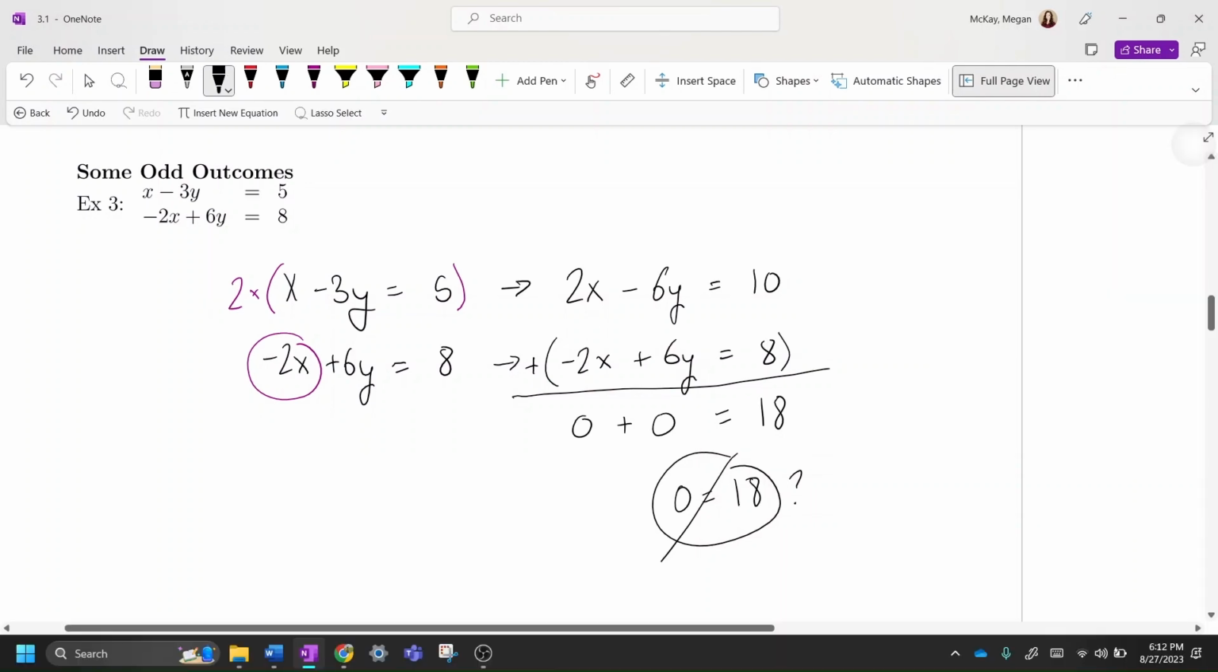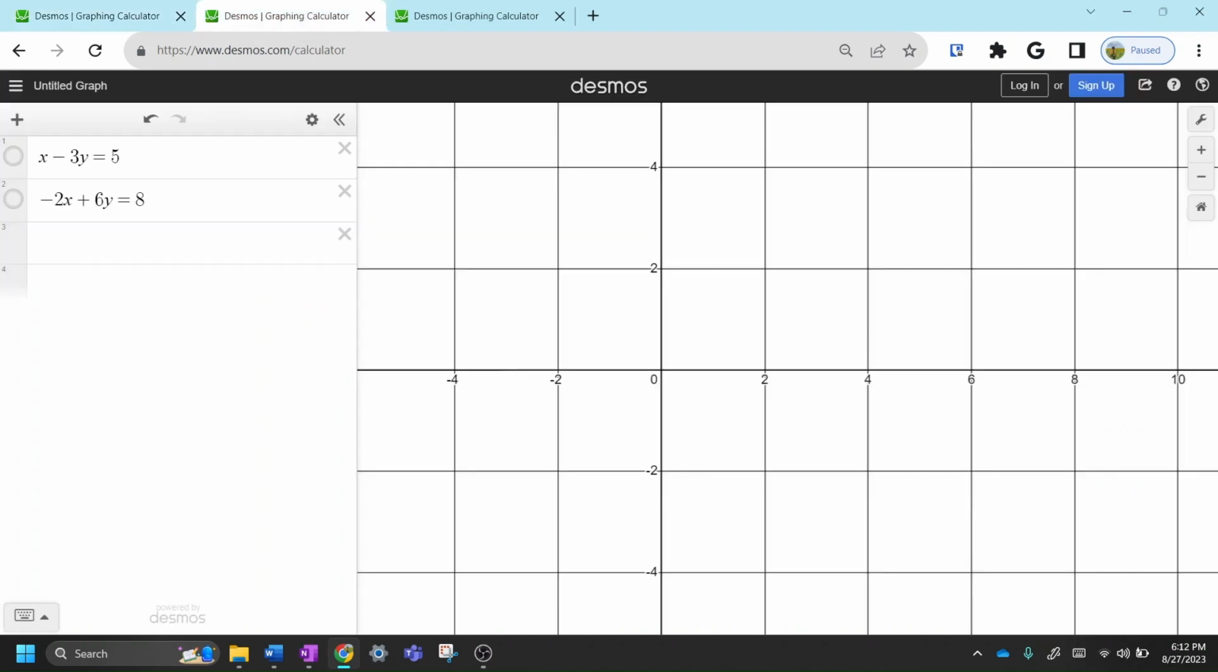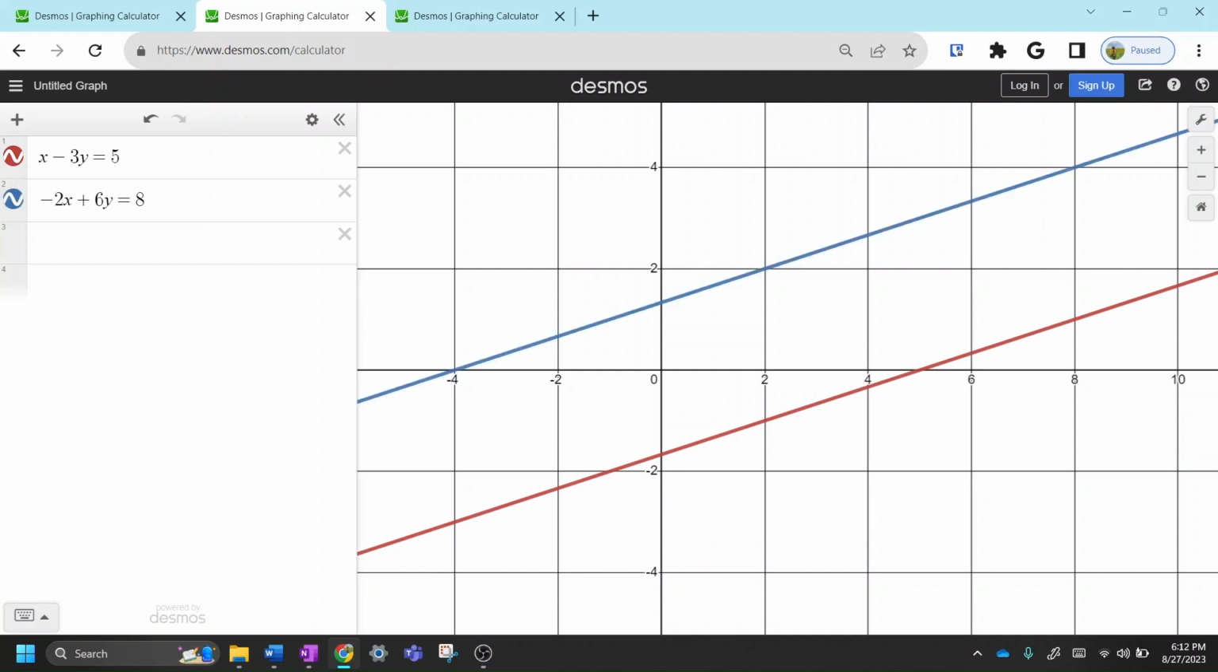Let's go back to Desmos and take a look. Alright, our first equation is x minus 3y is equal to 5. And then let's graph negative 2x plus 6y is equal to 8. What do we notice about these two lines? Well, we have parallel lines. The slopes are the same. Parallel lines will never intersect. That means there is no possible solution. These two lines will never touch at any one point.